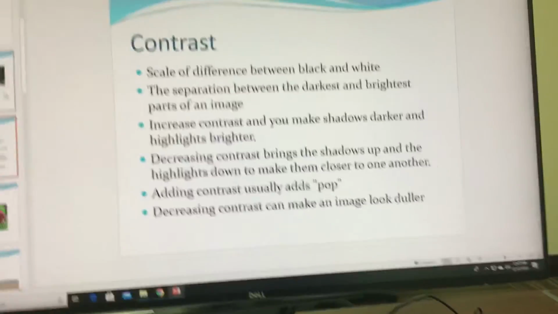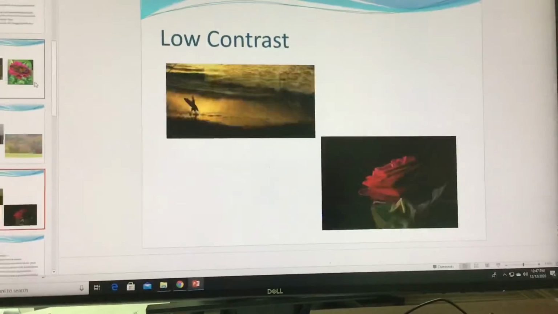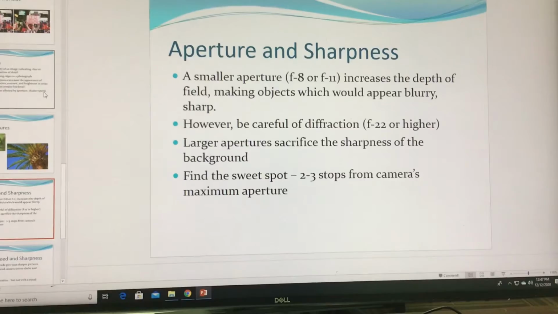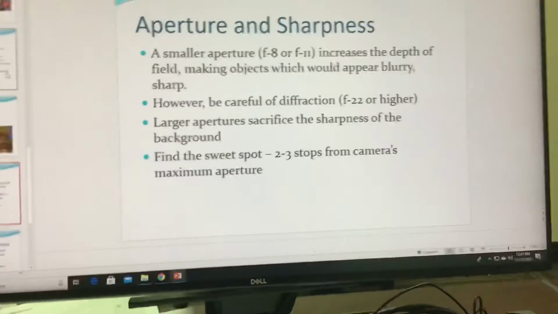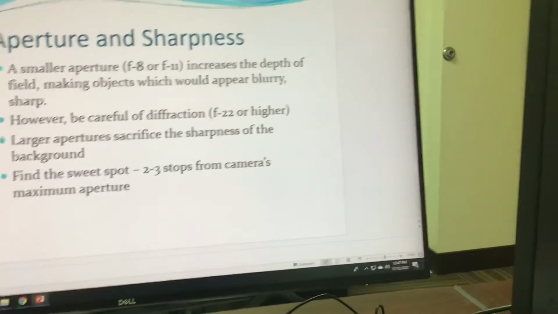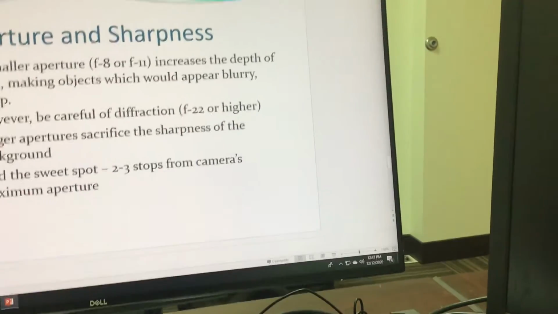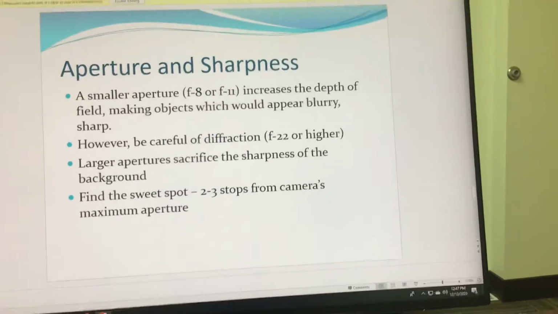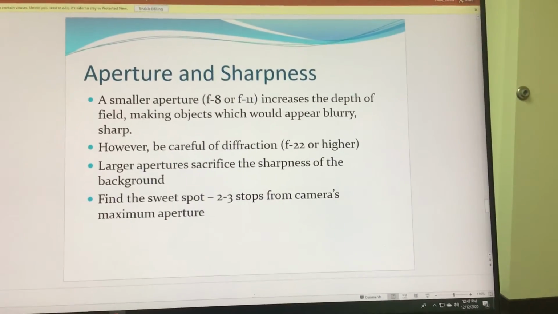And at what f-stop do you have to worry about diffraction? So we're going back to sharpness now to find that answer. Diffraction usually happens around f22 or higher on your camera. And what tool do you need to use to have image stabilization? It's always the same answer, it's a tripod.